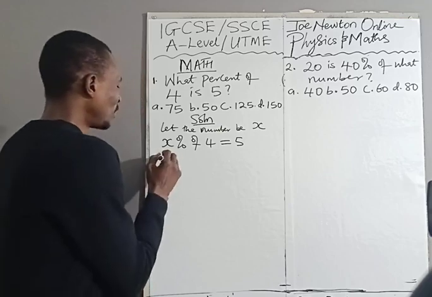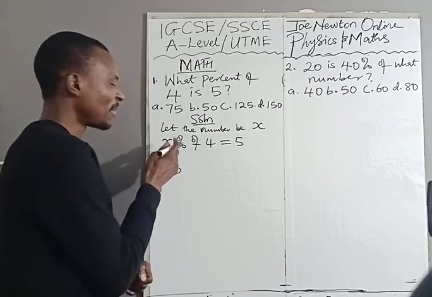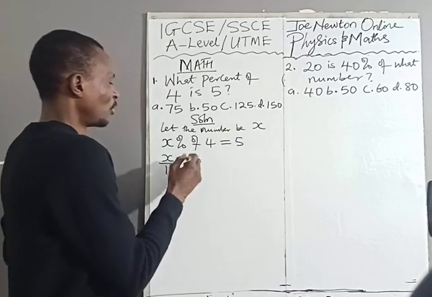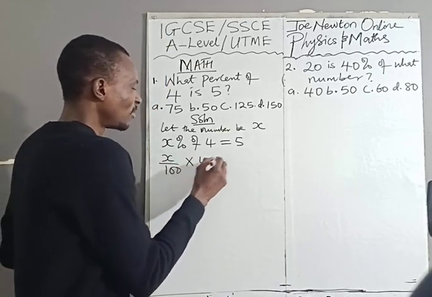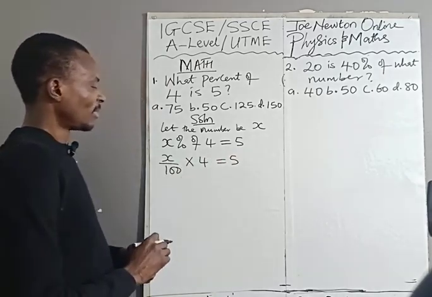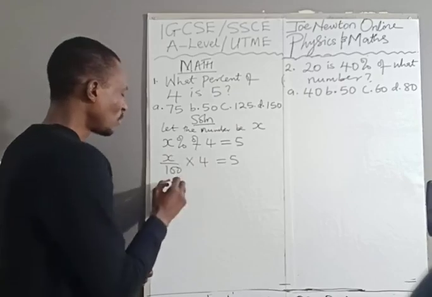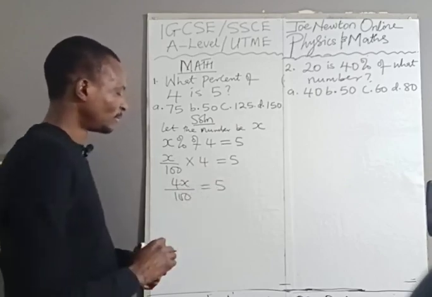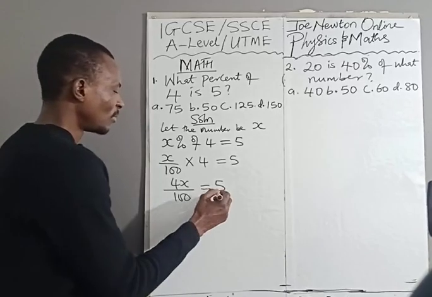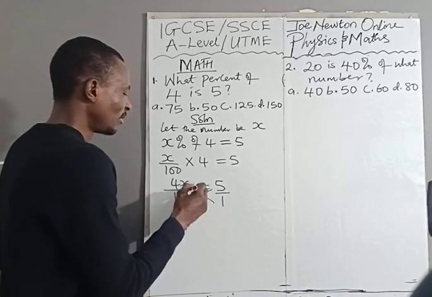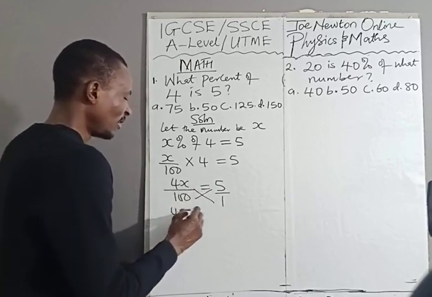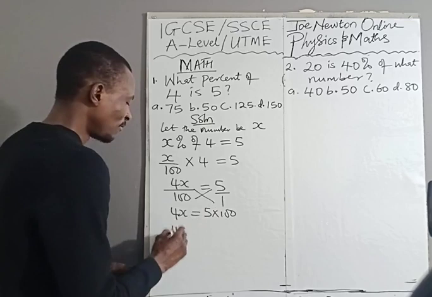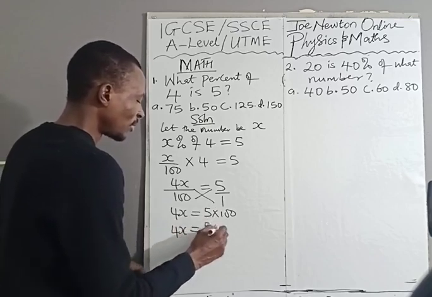Then, further, that means x over 100. Of course, percent means a fraction of 100 expressed. So of means times 4 is equal to 5. Then when you continue, x times 4 will give us what? 4x over 100 is equal to 5. Okay? Very simple. When you cross multiply this, you now have that 4x is equal to 5 times 100. So that will give us 4x is equal to 500.